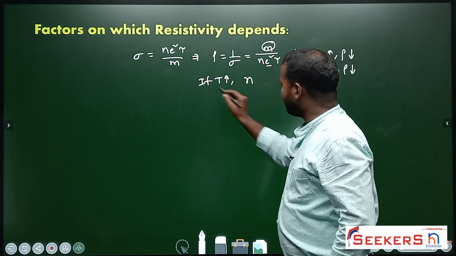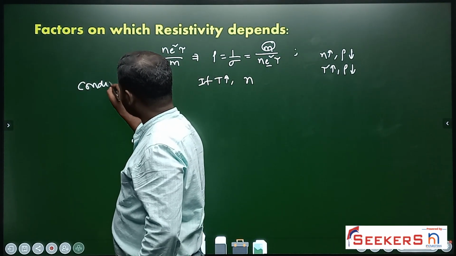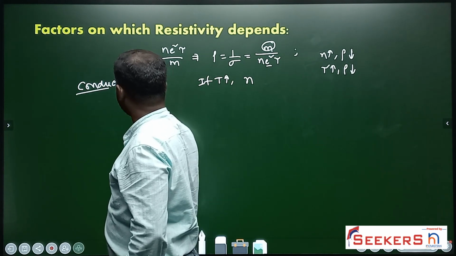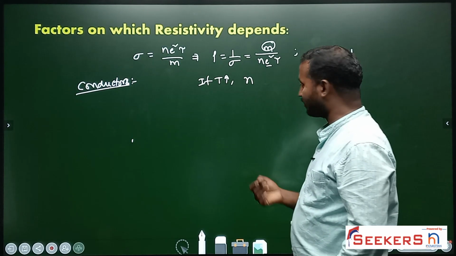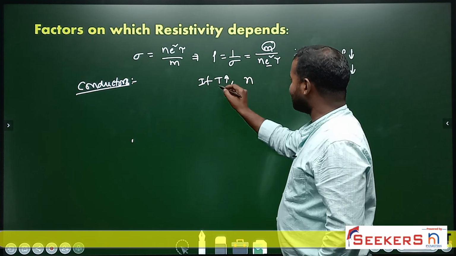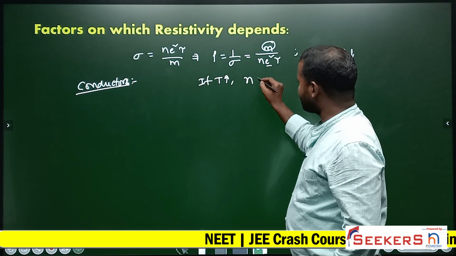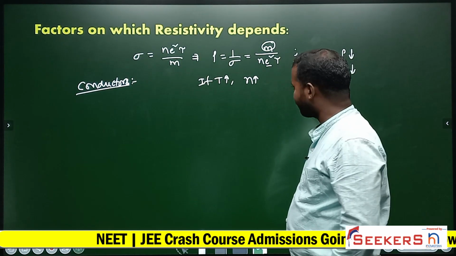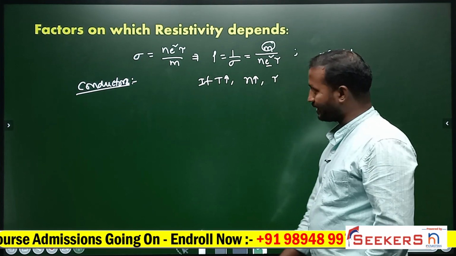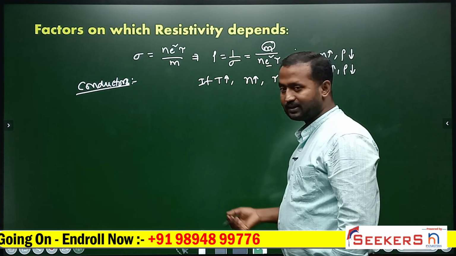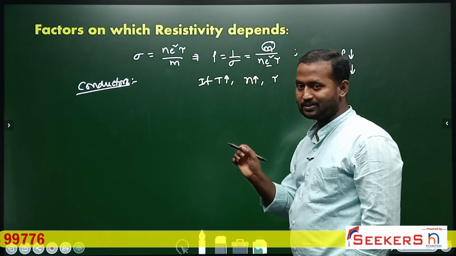For example, if temperature increases, in the case of conductors, inside a conductor we have a very large number of free electrons, in the order of 10 power 23. Now, if you increase the temperature, ionization will happen. Because of ionization, the number of free electrons increases in a given volume. But then, what about tau? What is tau actually? Relaxation time. As soon as the temperature increases, vibration increases, and automatically the time for which relaxation happens is less.